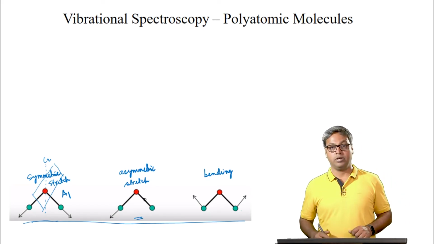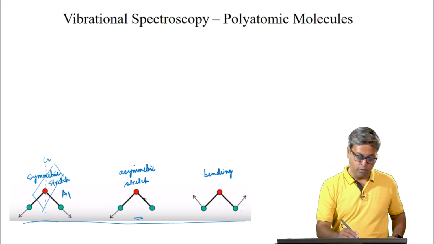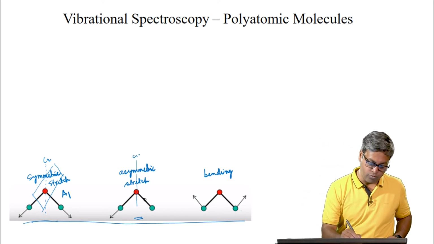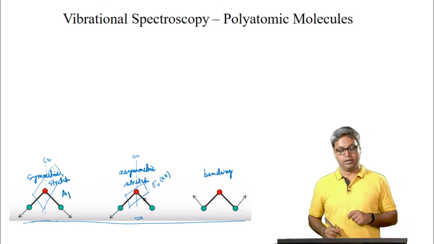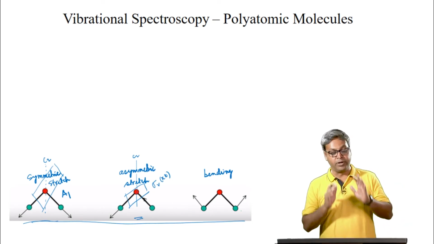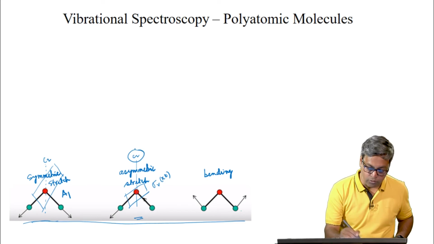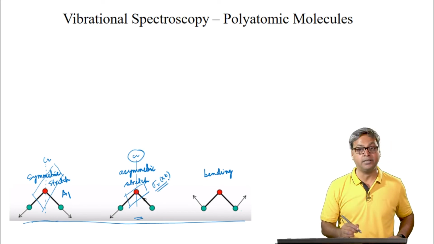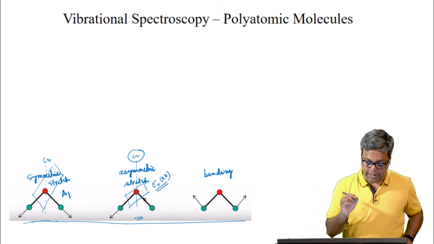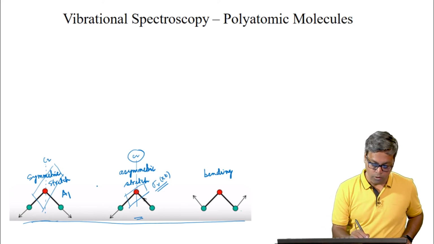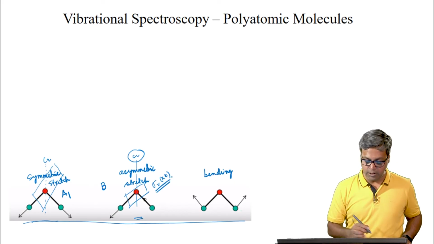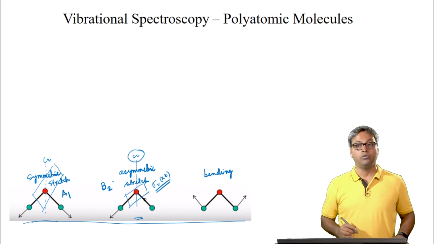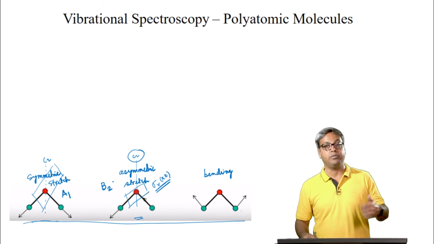The normal mode is antisymmetric with respect to C2 or the sigma v x z plane, and because it is antisymmetric to both C2 and sigma v x z. So, because of the antisymmetry to C2, we have B, and antisymmetry to sigma v, we have B2. So, it has the B2 symmetry.